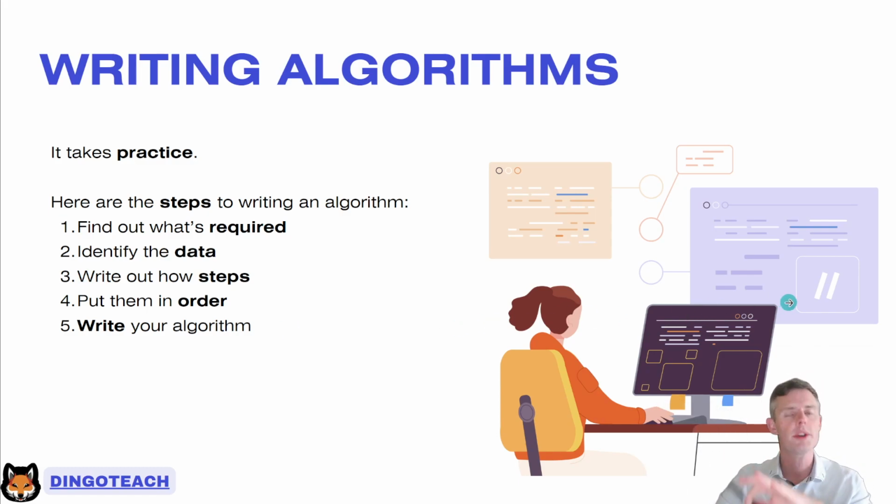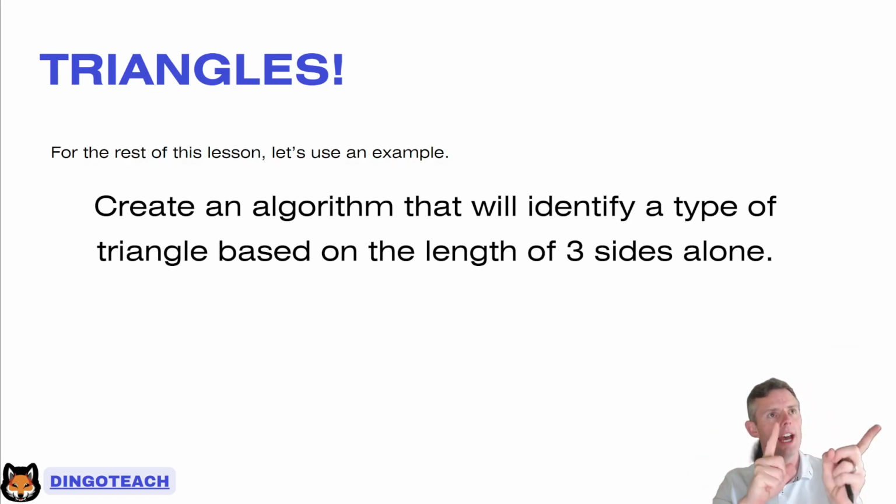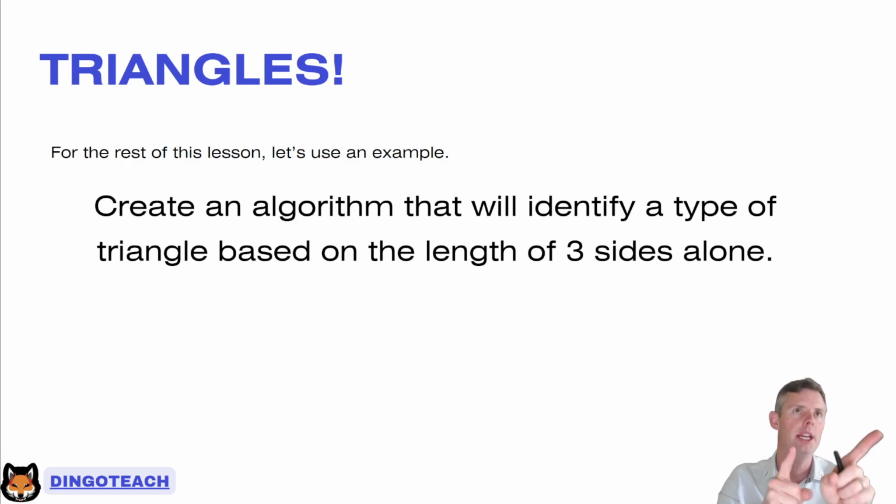So what I'm going to do for the rest of this video is we're going to run through an entire scenario from beginning to end. And that scenario is, I would like you to create an algorithm that will identify the type of a triangle being provided by a user based on just the 3 side lengths. So for example, you start the program up and it says, what's the length of side A? What is the length of side B? What is the length of side C?